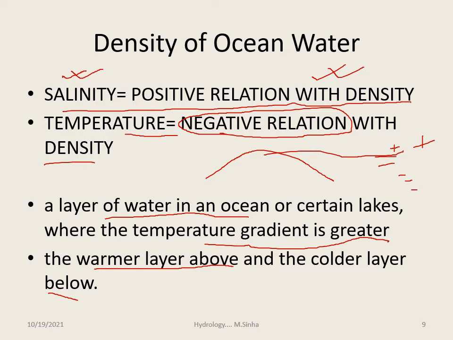So the topmost layer is the warmest part and the bottommost part is the colder. So there will be a trend. If in a layer of the ocean water or a certain lake the temperature gradient is greater, the warmer layer is above, this topmost layer will be the warmer layer, and the bottommost part will be the colder.